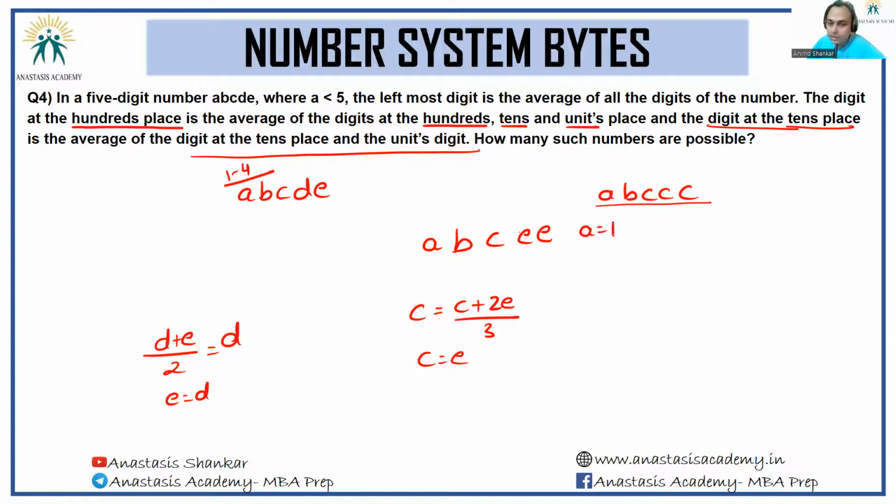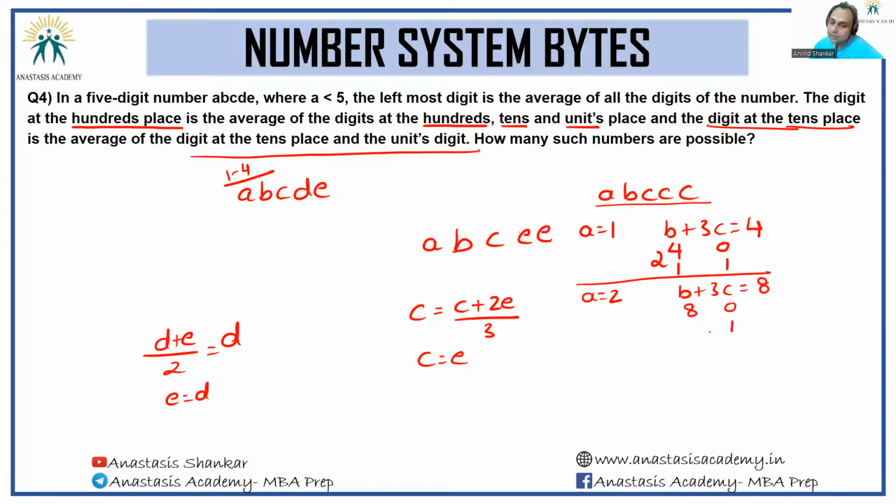So when A is equal to 1, B plus 3C should be equal to 4. So let's see what all possible cases we can get here. When C is 0, B is 4. When C is 1, B is 1. So we get 2 cases from here. When A is equal to 2, B plus 3C is equal to 8. C is 0, B is 8.